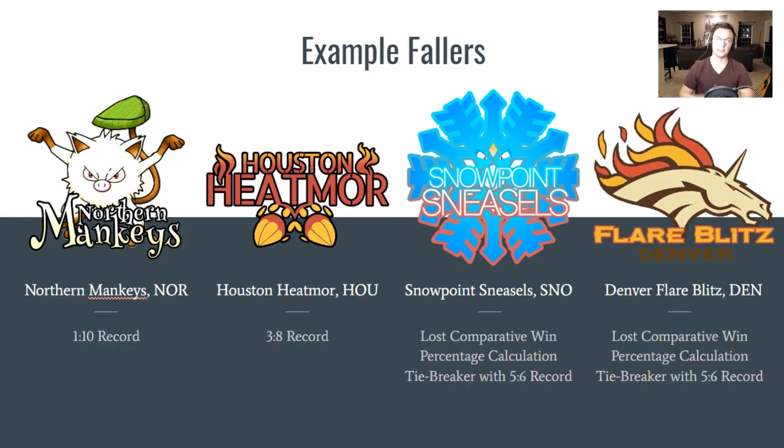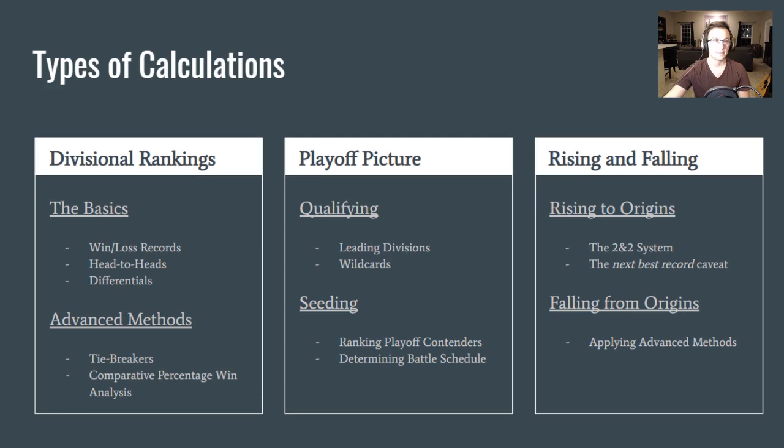And the result was the Northern Mankeys with the lowest record, the Houston Heatmore with the second lowest record, the Snow Point Sneasels, who lost the CPWA calculation with a tiebreaker at 5 and 6, and then the Denver Flare Bliss, who did as well. Those are all the rules. We have covered a lot in this video. I mean, we have done divisional rankings, basics, advanced methods with the comparative percentage win analysis, how to qualify and seed for playoffs, and rising and falling to and from Origins.